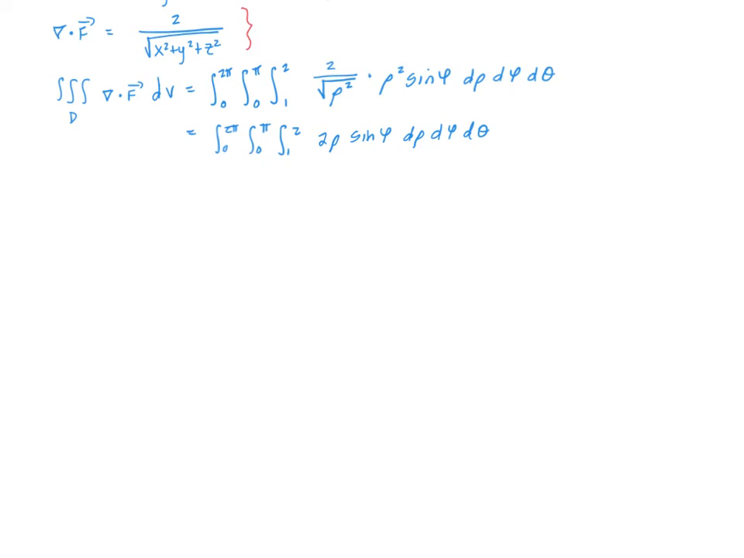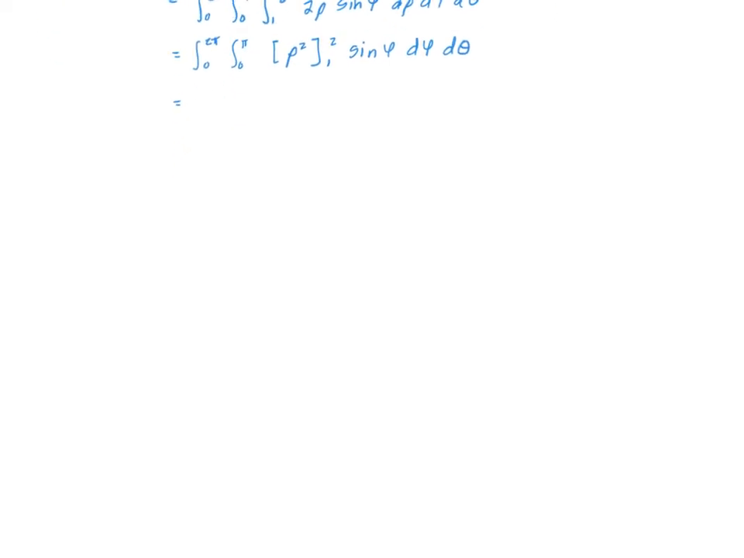So integrating with respect to rho first, this will become rho squared. And I'll leave out the sine phi since I'm treating it as if it were a constant, from 1 to 2. Which would be 4 minus 1, so that becomes 3. So integral from 0 to 2 pi, integral from 0 to pi, 3 sine phi.